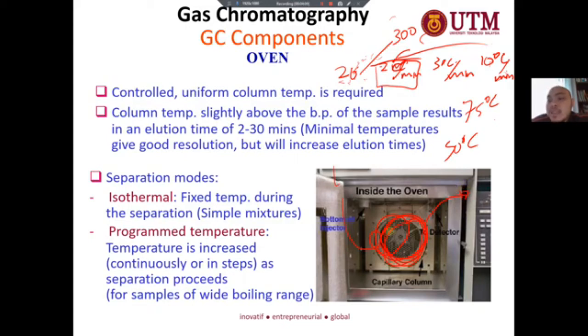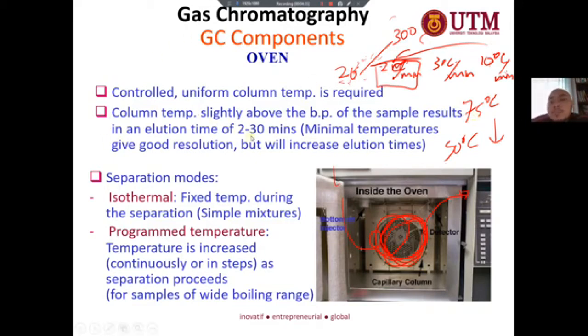When your oven is less than your analyte boiling point, what happens is that your analyte will condense back to liquid. It will not get separated and it will not reach the detector. It will get stuck in the column and also damage your column. That's why the oven temperature must be more than your analyte boiling point.